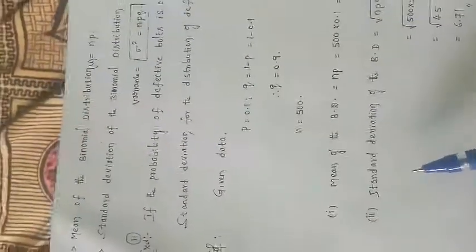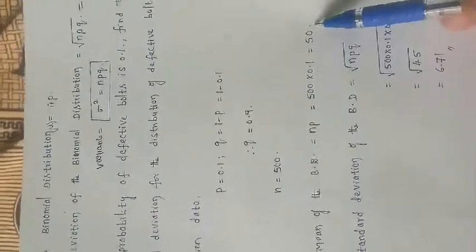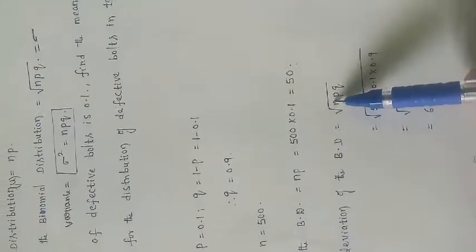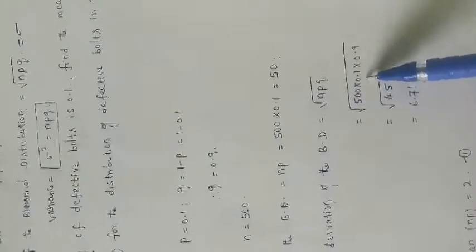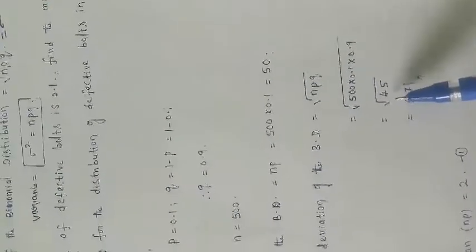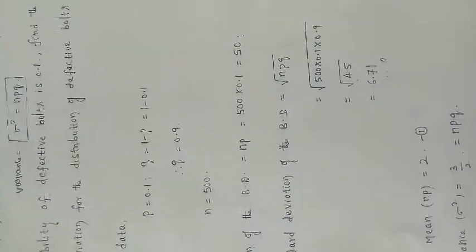Now first, the mean of the binomial distribution. The formula is n into p. n is 500 into p value 0.1. Multiply these two, you will get 50. The standard deviation of the binomial distribution formula is root npq. Root of n value 500, p value 0.1, q value 0.9. That is equal to root 45. Root 45 is 6.71. That is the answer. That's all.